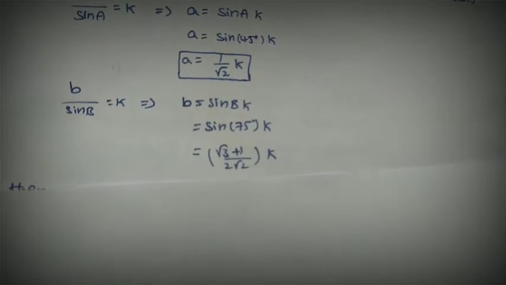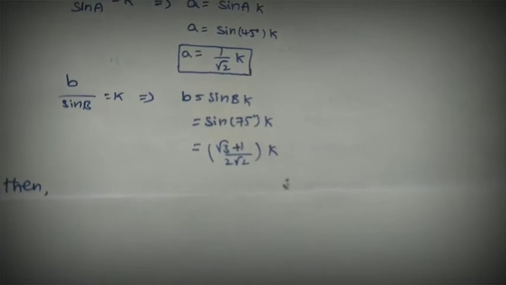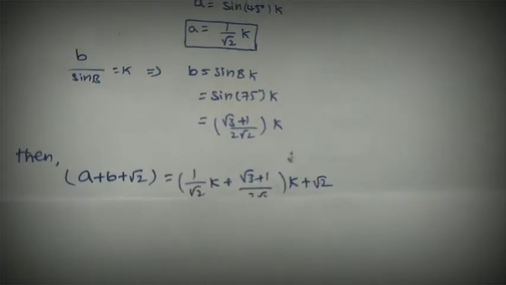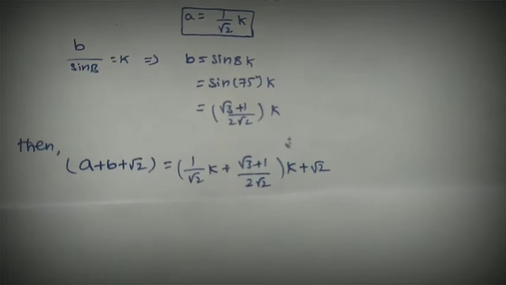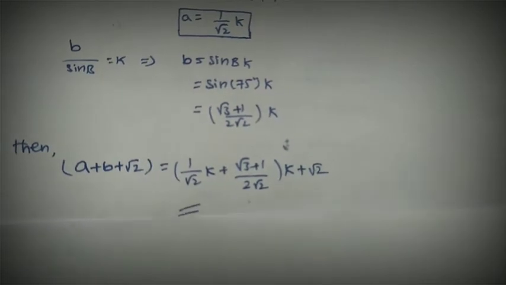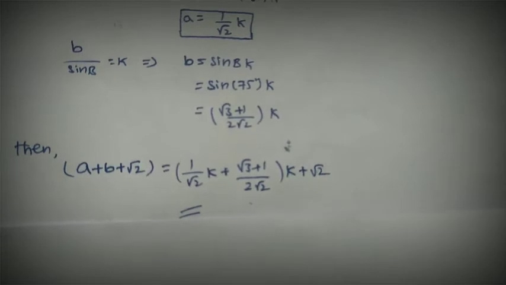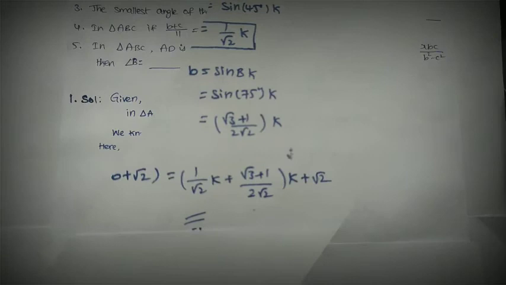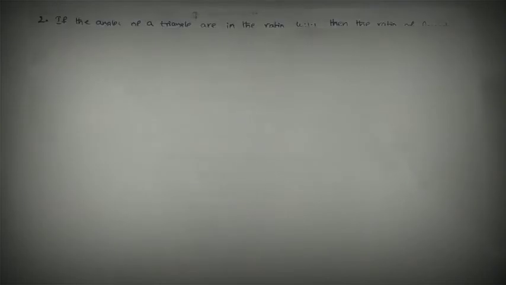What is the value of sin 75? Which we can do like sin of 30 plus 45, which gives us sin 75, which is root 3 plus 1 by 2 root 2, into k. Now we are just substituting the a and b values in it. So we got the answer: 1 by root 2 k plus root 3 plus 1 by 2 root 2 k plus root 2 times c. Now here comes our second question.